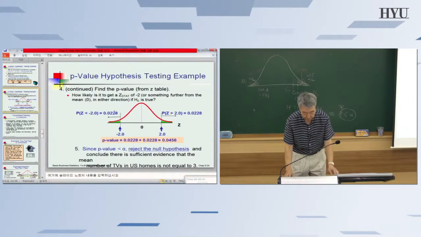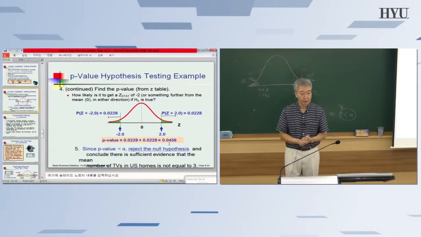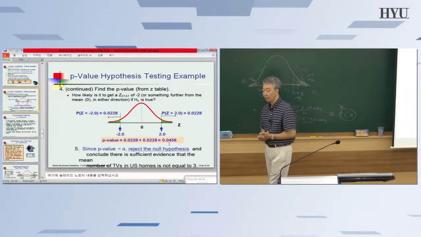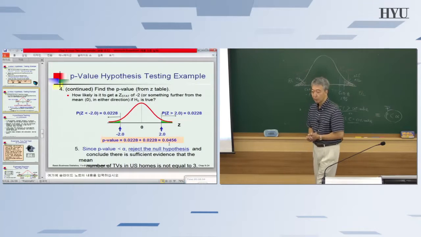And that's half of p. And here's another half of p, right? So when you add them up, the total p-value is 0.0456, right? So here's another benefit or advantage of using the p-value approach over the critical value approach.